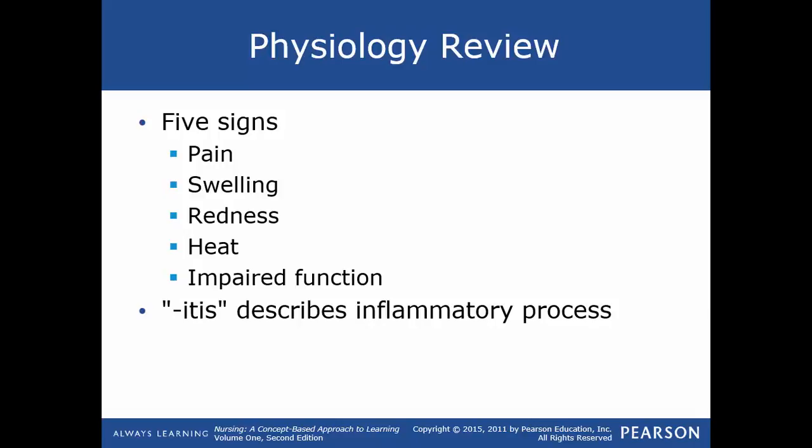Just a little physiology review. These are the 5 signs of inflammation: pain, swelling, redness, heat, and impaired function. Impaired function is usually the body part that is related to the injury, and most of the time this is going to be a severe type of injury that causes impaired function. The suffix -itis basically describes an inflammatory process going on. For example, appendicitis would be inflammation of the appendix, and gastritis, inflammation of the stomach.